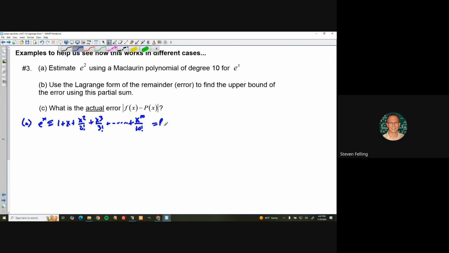This is the 10th degree polynomial for that. So this is approximately equal now. All right, so if we're going to estimate that, if we want to evaluate e squared, then we have to plug in 2 into that polynomial. So that's 1 plus 2 squared over 2 factorial plus 2 cubed over 3 factorial, all the way up to 2 to the 10th over 10 factorial.